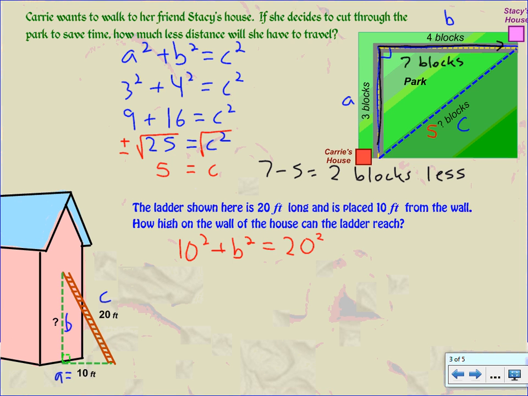And now we're going to go ahead and compute this. So 10 squared, that's nice and easy. We've got 100. Plus b squared equals 20 squared. That's not too bad. That's going to be 400.